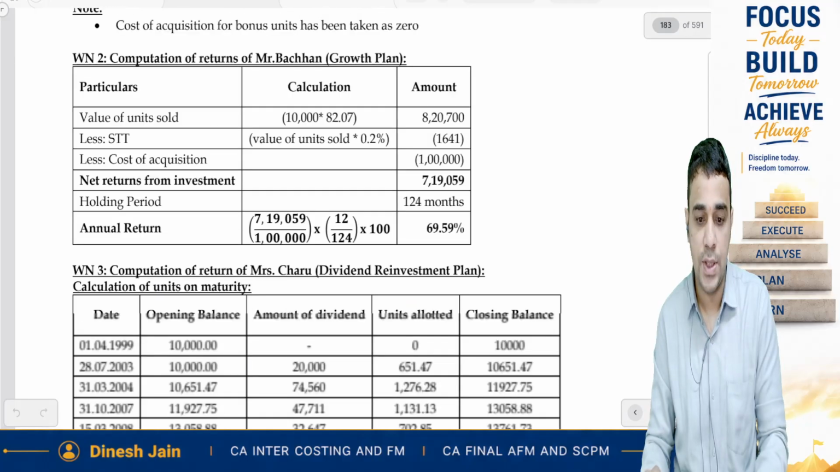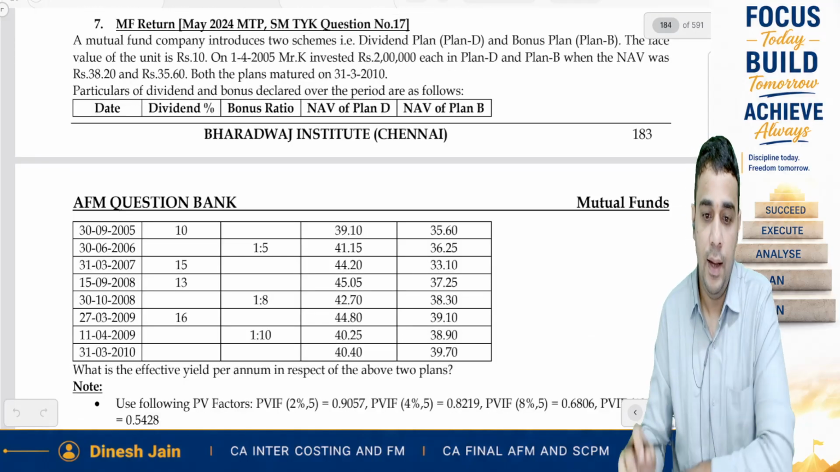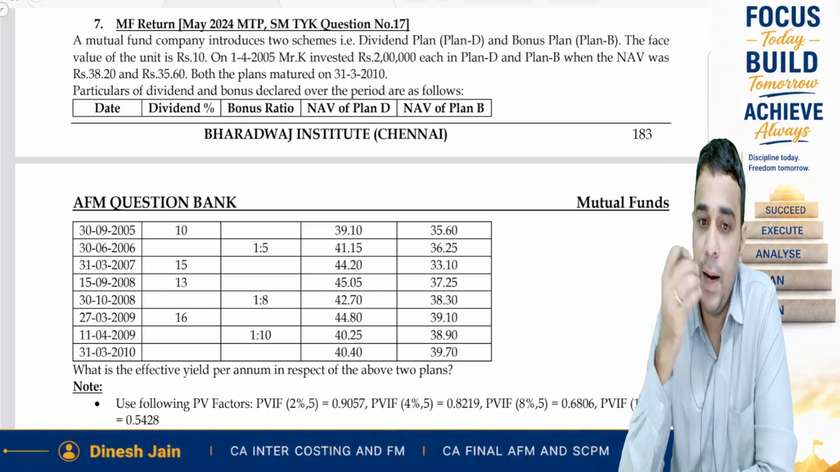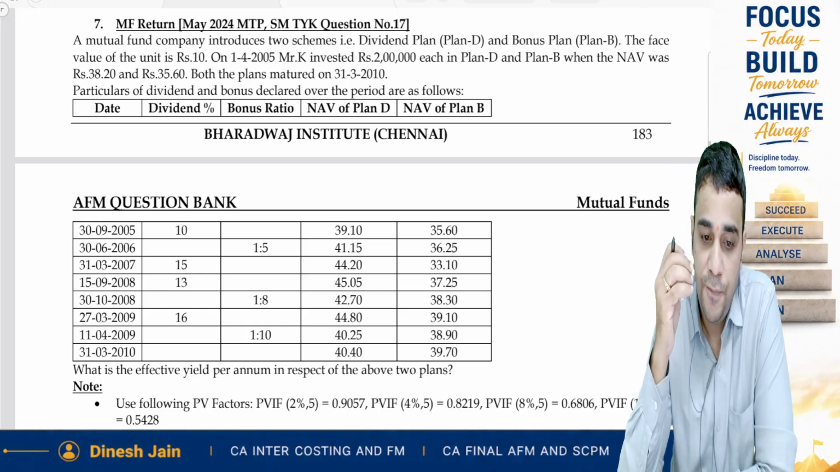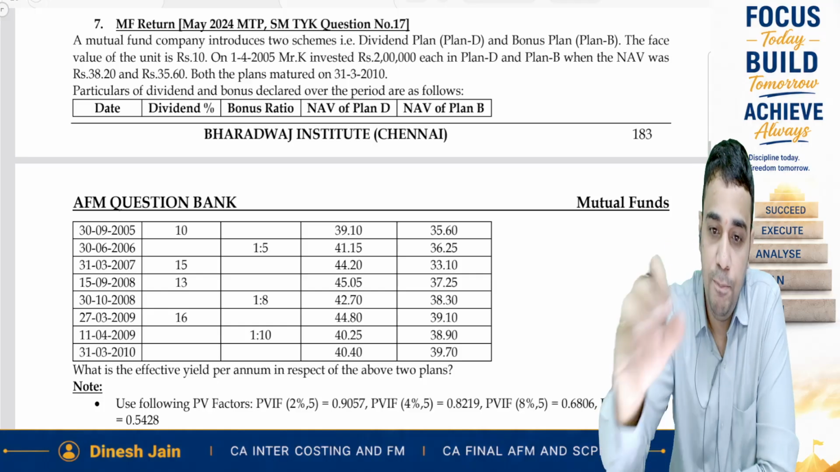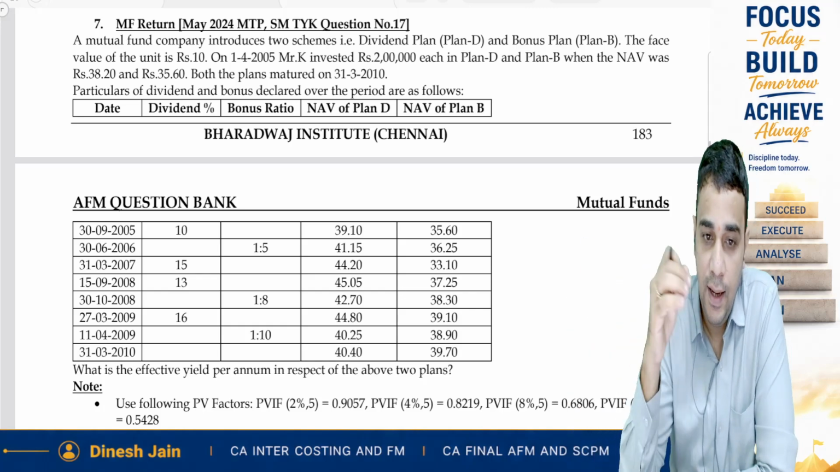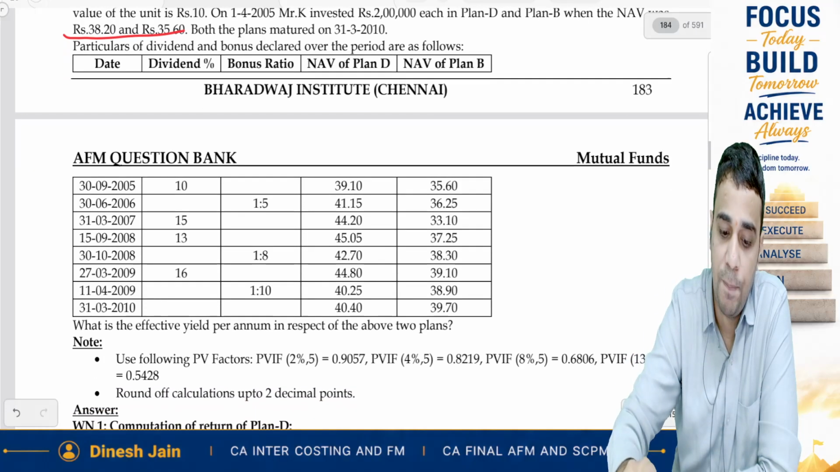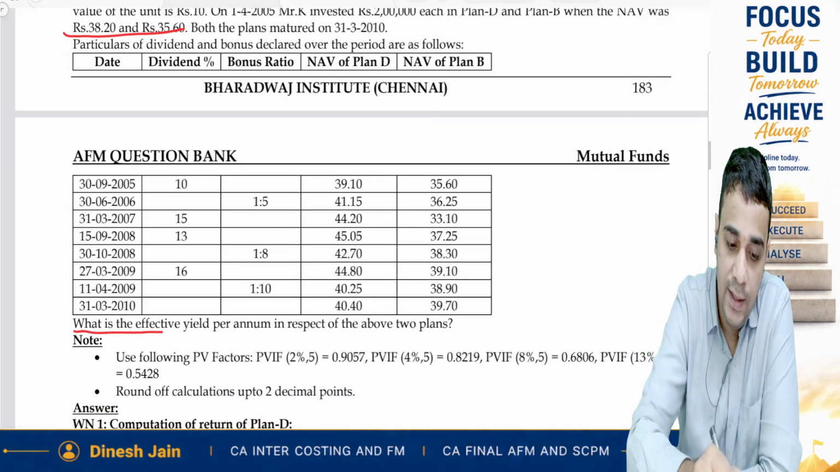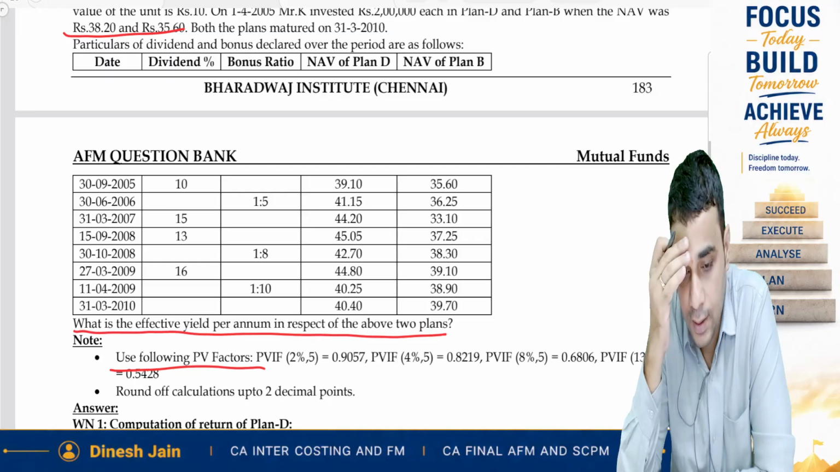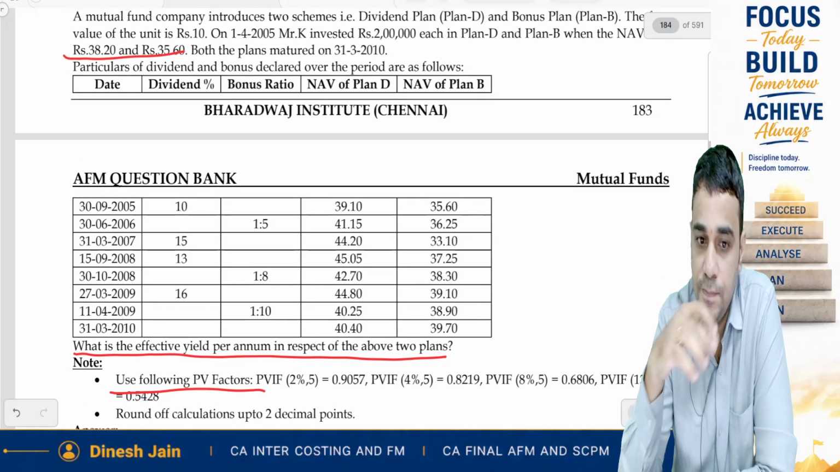Okay, coming to question 7. A mutual fund introduces two schemes: dividend plan and bonus plan. Face value on 1/4/2005, invested 2 lakh in plan D and plan B. When the NAV was 38.2 and 35.6, both the plans matured. What is the effective yield per annum? Use the following PV factor. Go through the question once.